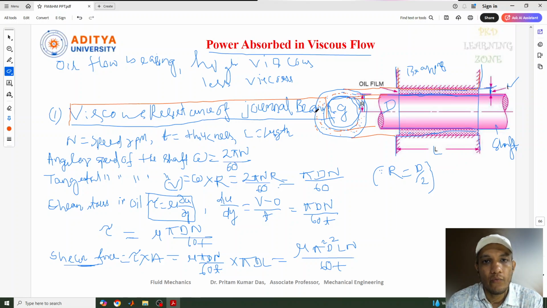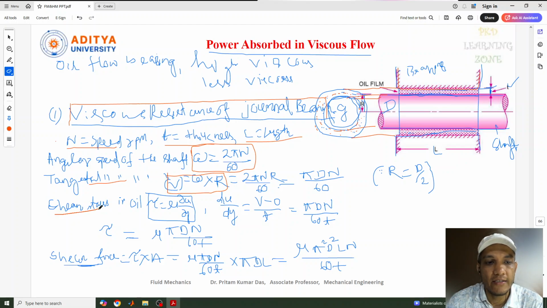Here we want to identify what power is going to be absorbed by this. Because when there is liquid fluid flow, due to the internal friction, more heat is going to be created here. So for that, what are the things I have considered? N, T, L, and after that I calculated the angular speed of this shaft, which is omega equals 2 pi n by 60. Then the tangential speed of the shaft, which is V equals omega into R.